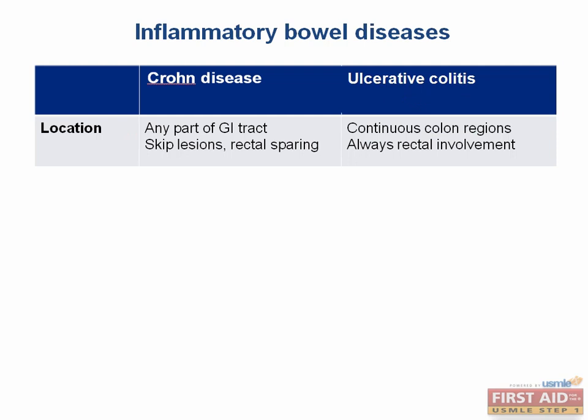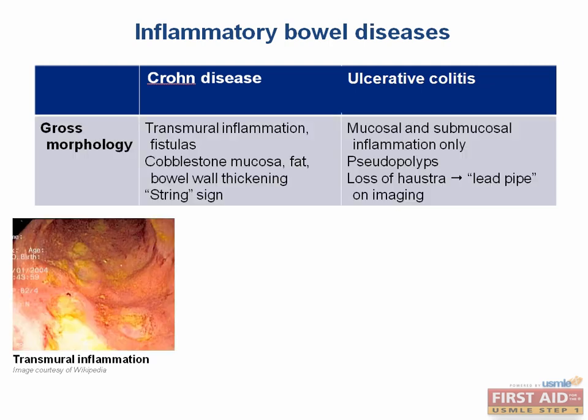Okay, on to the pathological features. How can we distinguish between Crohn's and UC? In Crohn's disease, you have transmural inflammation, meaning all layers are involved. In UC, on the other hand, only the mucosa and the submucosa are involved. This means that in Crohn's, you can have perforations and fistulas that would never occur in UC.